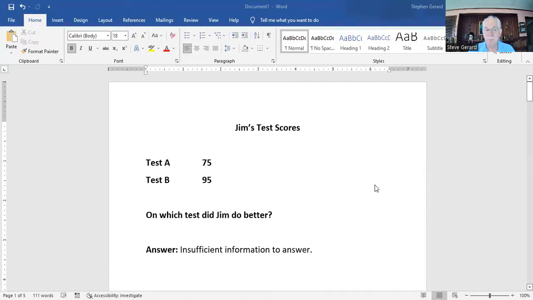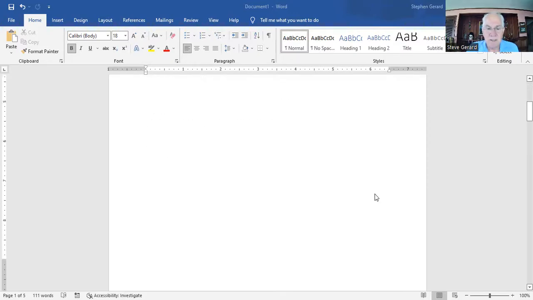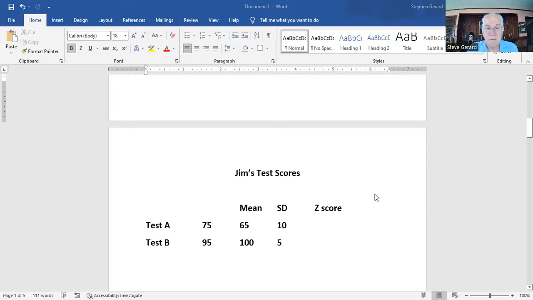Which one had the higher number? Well, that's test B. But maybe on test B, he got 95 out of 200 questions, and on test A, he got 75 out of 78 questions. Well, 75 out of 78 is better. His percentage is a whole lot better on test A. You have insufficient information here because they come from different data distributions. So how do you compare them in a reasonable way? The key is you have to look at means and standard deviations.